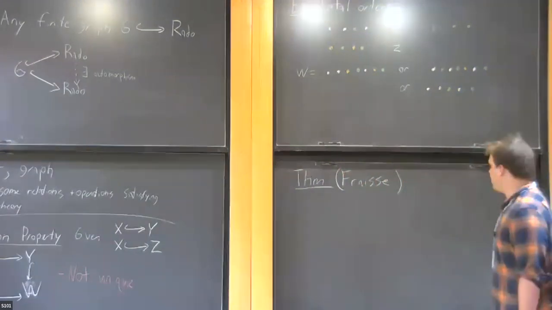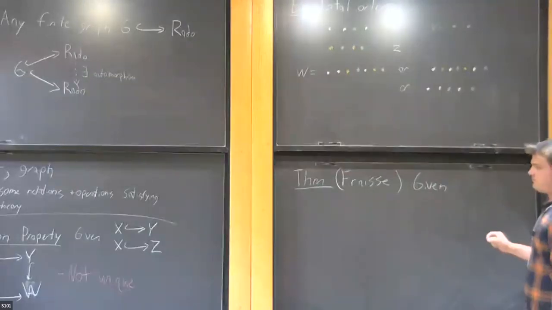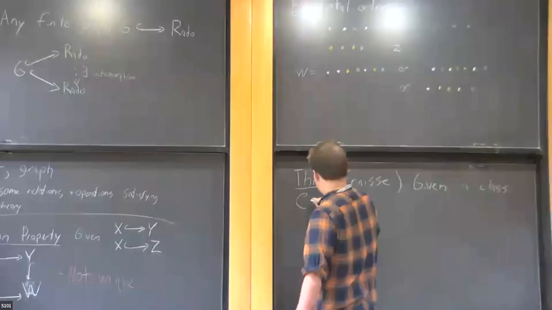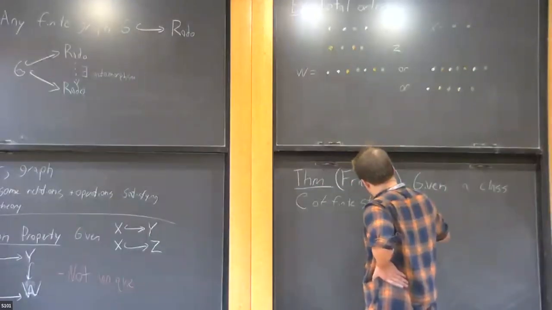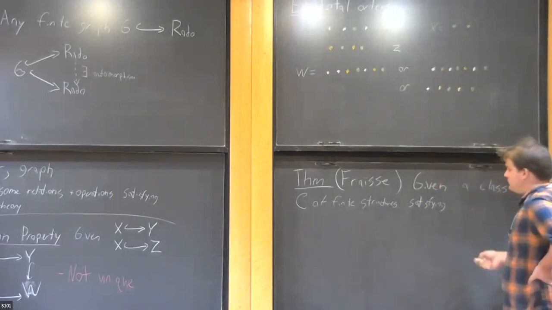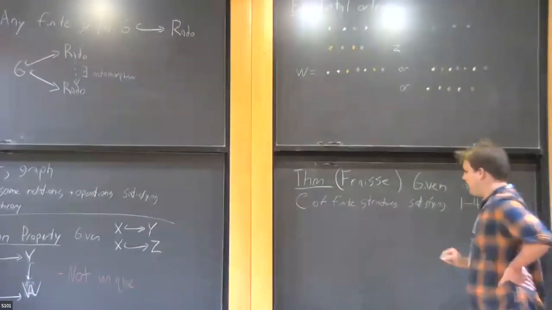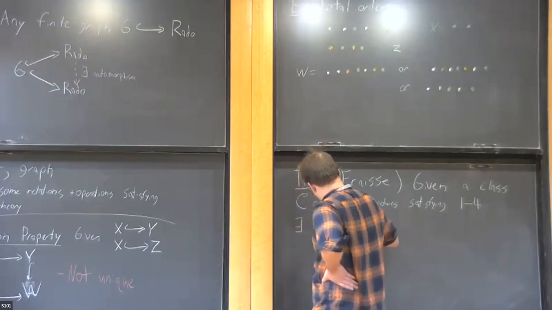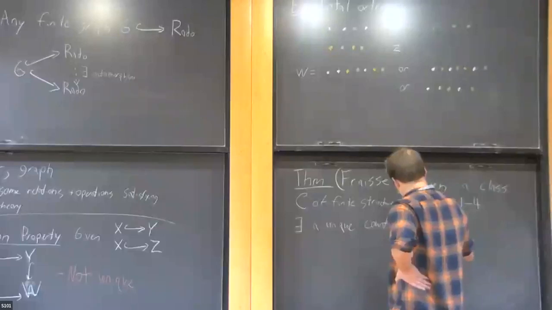Fraisse's theorem is, given, I'll just state the simplest version, which will be for finite things. Given a class C of finite objects, finite structures, satisfying properties 1 through 4. Okay, so there exists a unique countable structure.